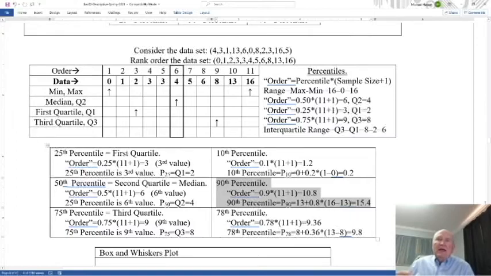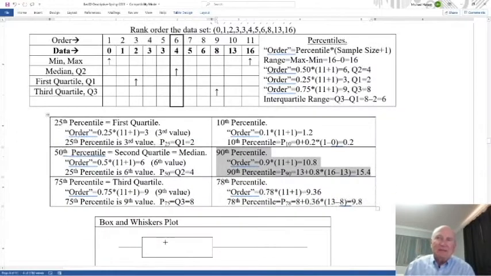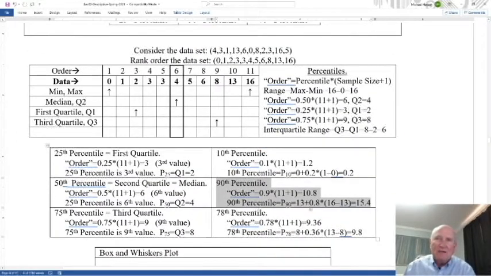Okay? And then finally, what's the 78th percentile? Well, you can go as detailed as you want. 78% of 12 is 9.36. So between 9 and 10, it's 36% of the way between 8 and 13. So I bring down the 8. 36% of 13 minus 8 is, whatever that is, 5. And that turns out to be 9.8.